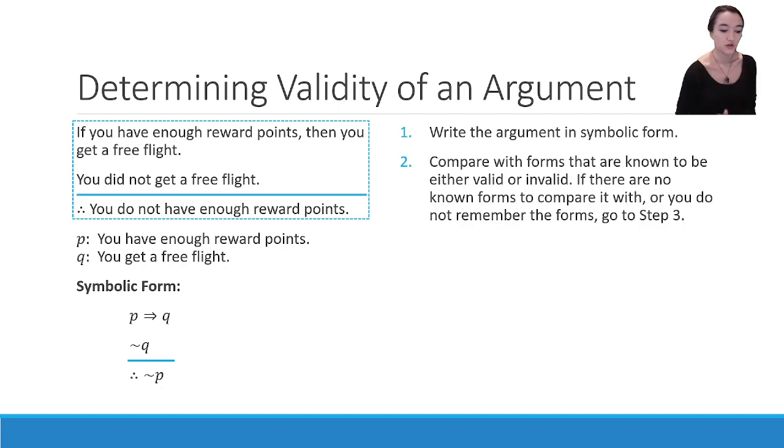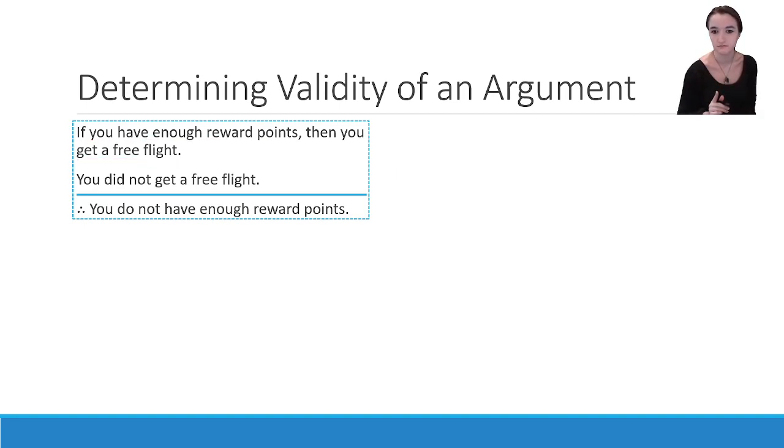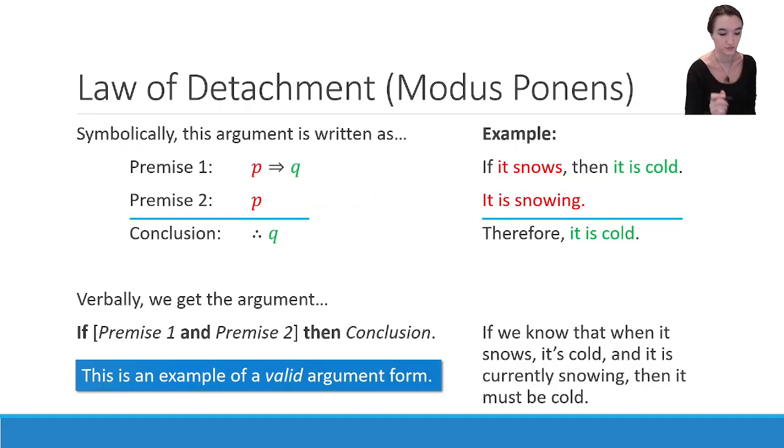Okay, so we want to compare with forms that are known to be either valid or invalid. So right now we only know one form, so we can only compare to modus ponens. Is this modus ponens? Well, let's go back real quick. Here we have modus ponens. If P then Q, P therefore Q. So here we're taking the antecedent, and then we conclude the consequent.